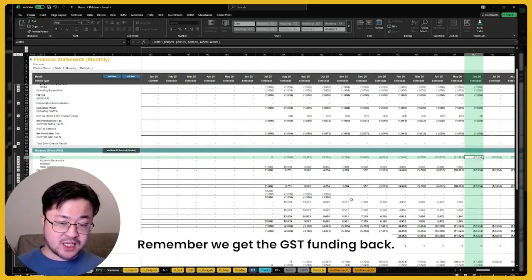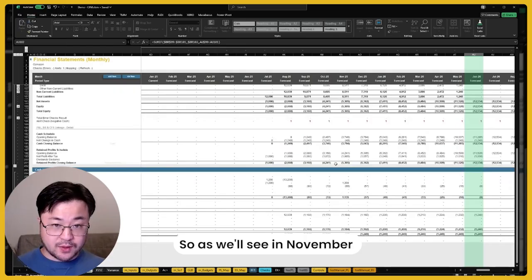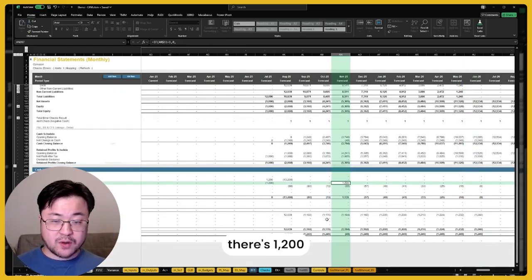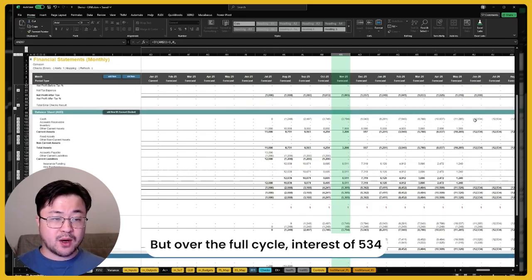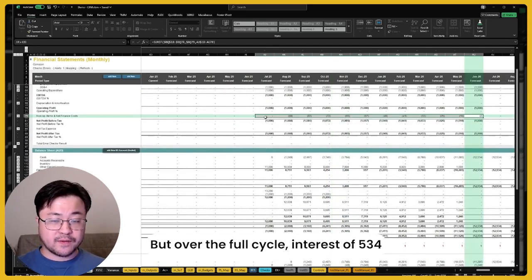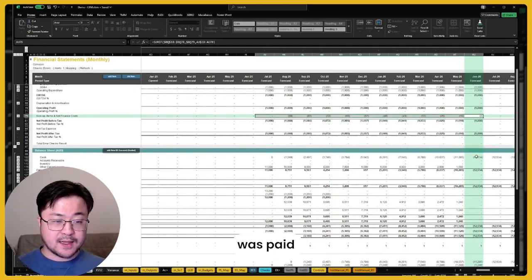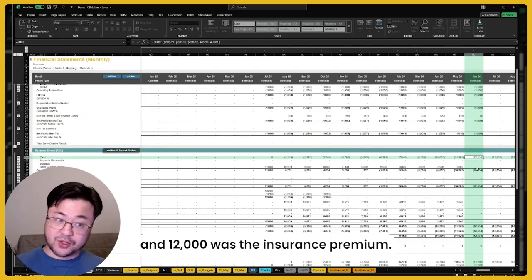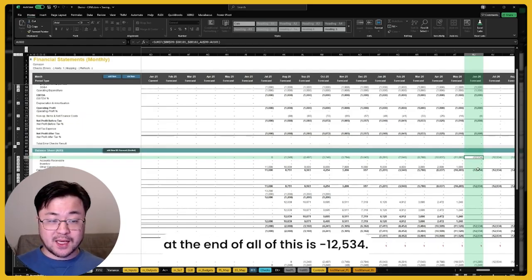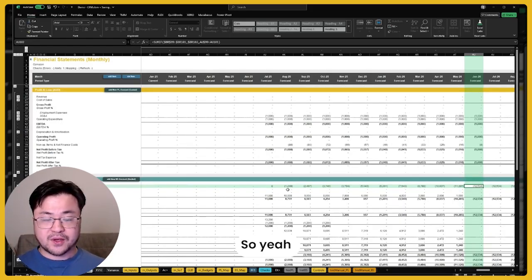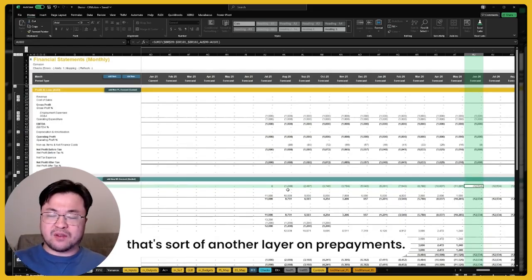Remember, we get the GST funding back. So as we'll see in November, there's 1,200 that comes back from the GST component. So we get that back, but over the full cycle, interest of 534 was paid and 12,000 was the insurance premium. So the total net cash negative balance at the end of all of this is negative 12,534. So that's another layer on prepayments.